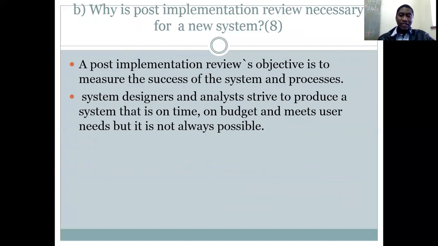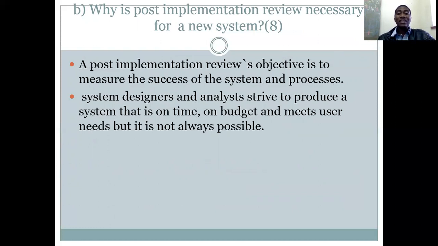Lastly, system designers and analysts strive to produce a system that is on time, on budget, and meets user needs. But it is not always possible. Why? Because the environment is always changing. If we are late with the system, the environment would have changed. So all systems that need to fly should always fly within a space of 3 months.